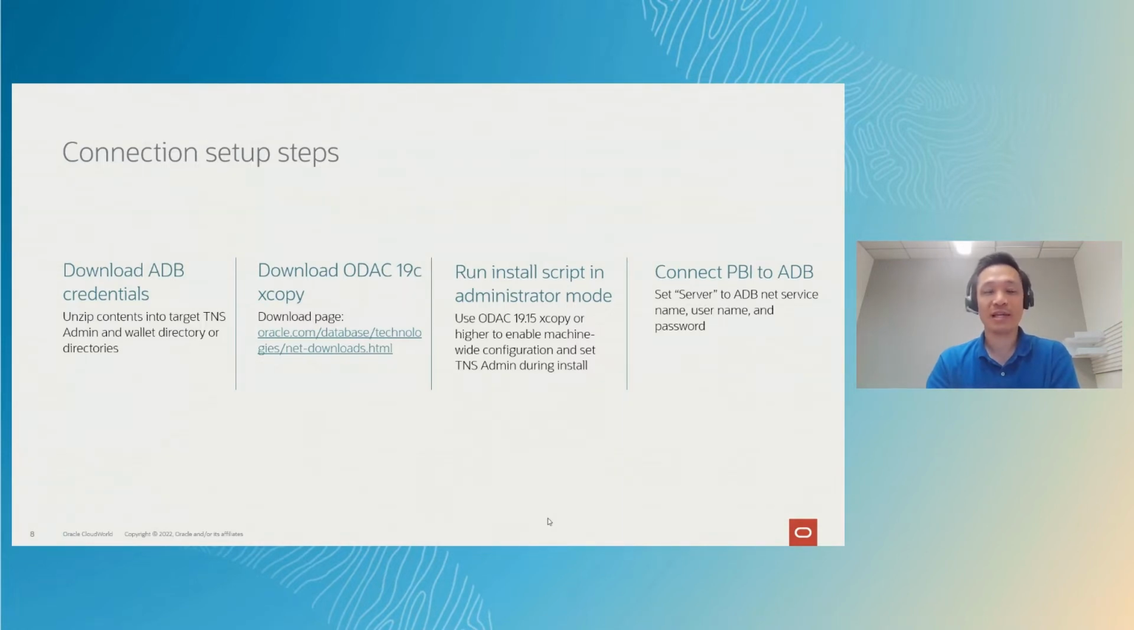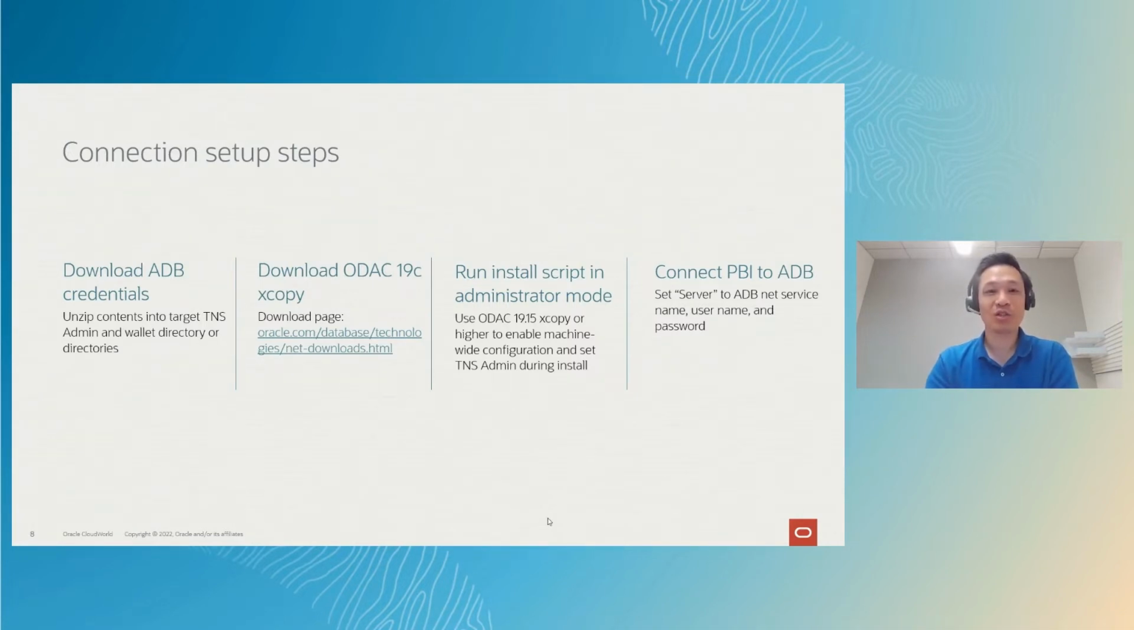and that credentials zip file will have your tnsnames.ora and your sqlnet.ora, which provide the connectivity information to the autonomous database in the backend, as well as a wallet. And that wallet you'll take to provide your credentials to say, I am an authorized user. You put those tnsnames.ora and sqlnet.ora files into your TNS admin directory, and then you put your wallet into your target wallet directory. And they could be the same directory, but you can set those settings separately if you want to be separate ones.